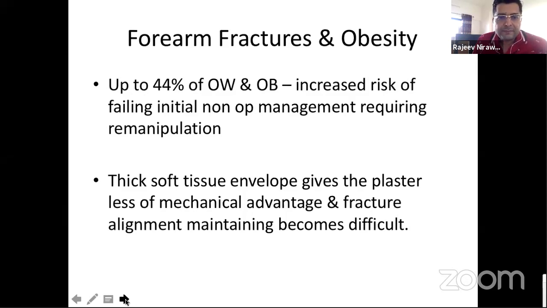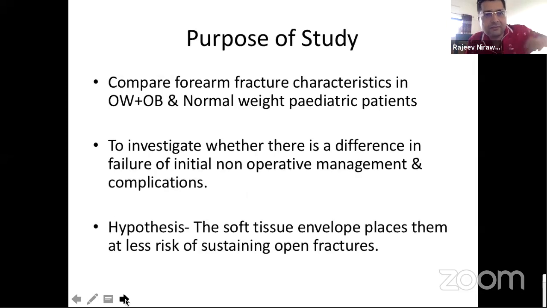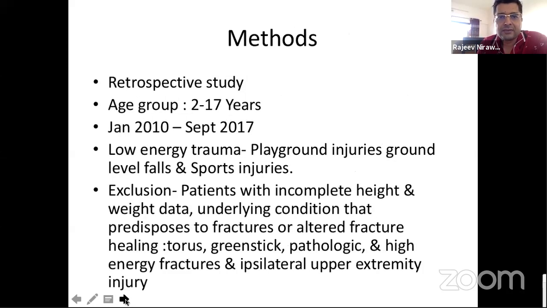They have assumed that the thick soft tissue envelope gives the plaster less mechanical advantage and maintaining fracture alignment becomes difficult. The purpose of the study was to compare forearm fracture characteristics in overweight and obese and normal weight pediatric patients and to investigate whether there is a difference in failure of initial non-operative management and complications. Their hypothesis is that the soft tissue envelope places them at less risk of sustaining open fractures. So it was a retrospective study in the age group of 2 to 17 years.